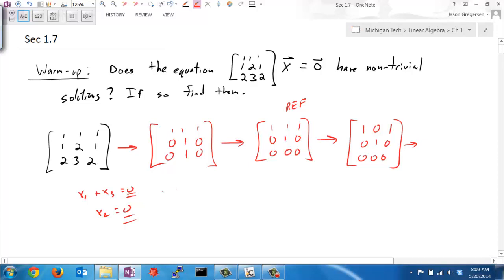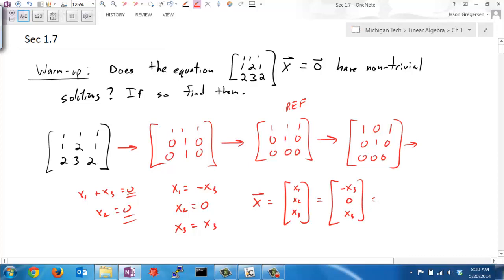I'm going to put this in parametric form because it's easier to work with. So I'm just going to write x1 is equal to negative x3. X2 is equal to 0, X3 is equal to, well, X3 is the free variable. So my solution vector, which is just a vector of the individual solutions here, is going to look like negative X3, 0, and X3. I'll factor out that parameter and write it like this. If you want to call it S, you're more than welcome to. That looks like a good solution.